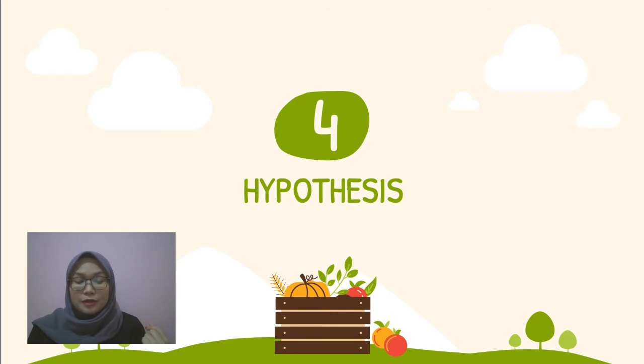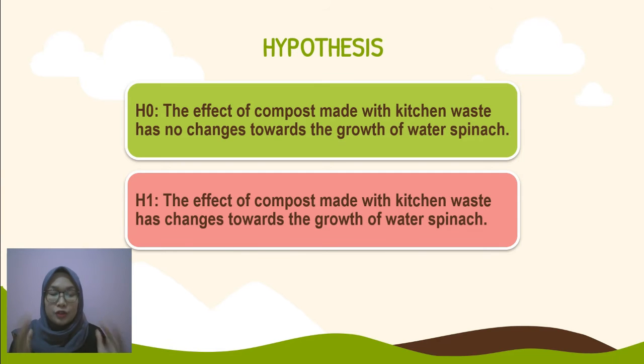So, let's see the hypothesis in my project. Here is the hypothesis. For the null hypothesis, the compost made with kitchen waste has no effect on the growth of the water spinach, while for the alternate hypothesis, the compost made with kitchen waste has an effect on the growth of the water spinach.